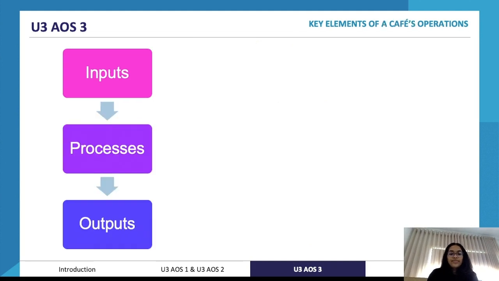Awesome. Okay, now I want you all to have a think about the key elements of a cafe's operation. So think about a cafe. What would be their inputs? What would be their processes? And what would be their outputs? So I'm going to give everyone a minute to just have a think about this. If you want, you can write it down in your notes. So your inputs, label it inputs, processes, and outputs, and just sort of list it under each thing.